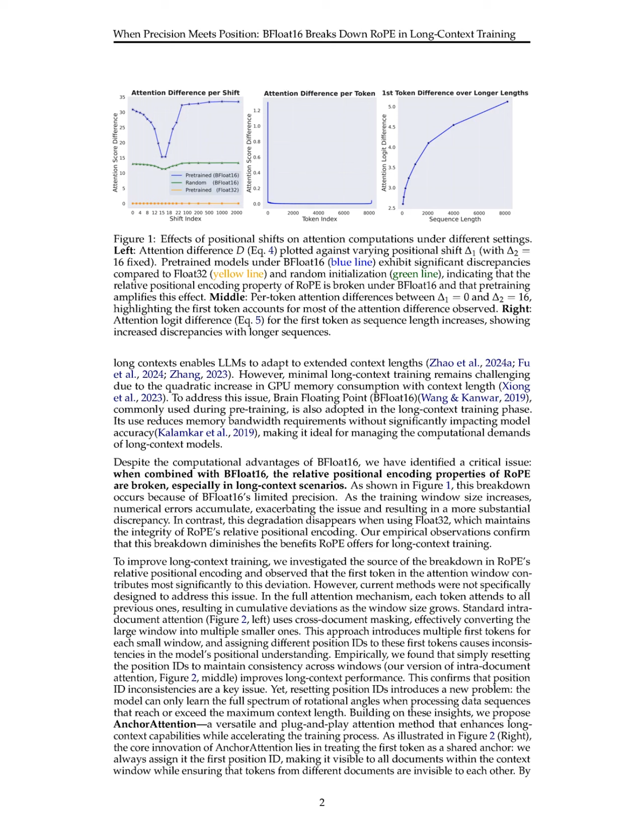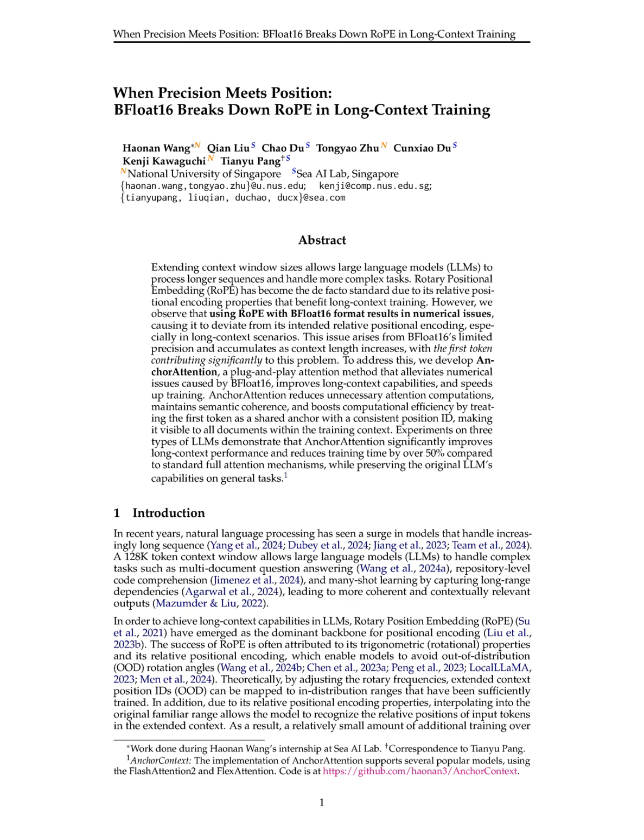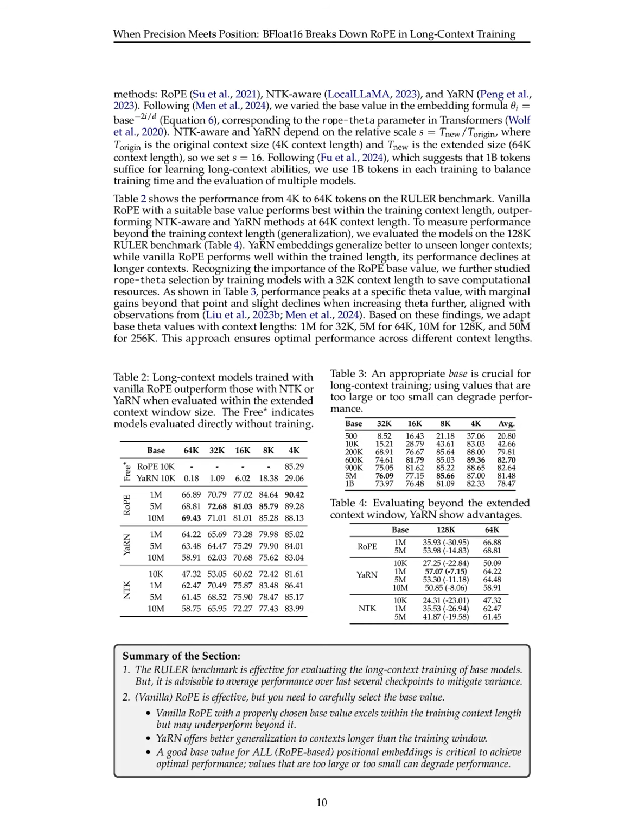The method's design, which treats the first token as a shared anchor, effectively mitigated inconsistencies in positional understanding that arose from using BFloat16 precision. This innovation allowed the model to learn the full rotational span from sequences shorter than the maximum context length, thus reducing the dependency on long sequences for training. Overall, AnchorAttention proved to be a powerful solution for improving long context training efficiency and performance.